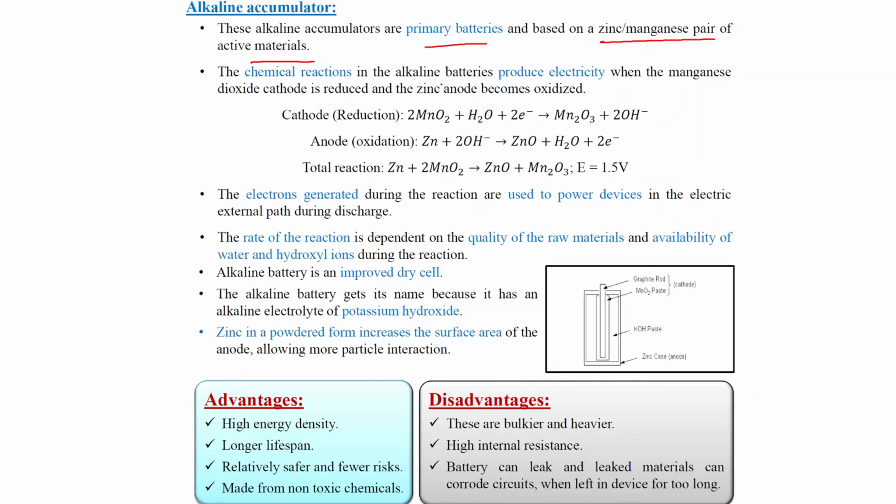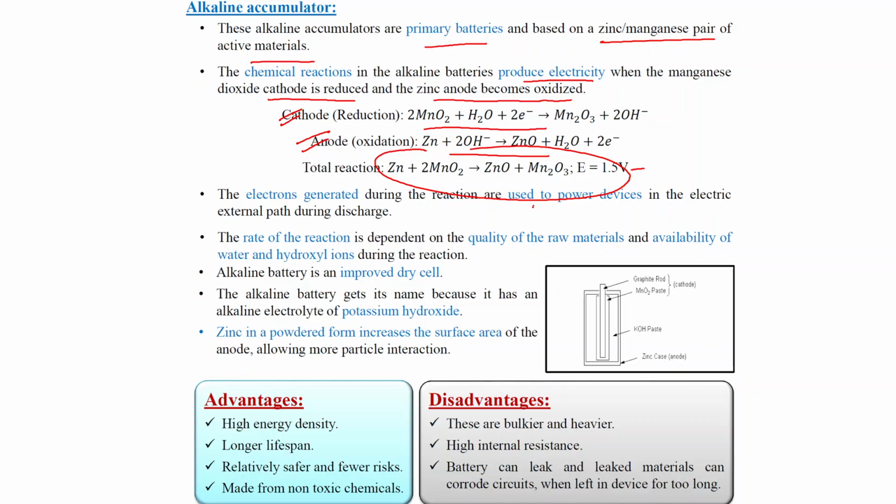But here, as I have told, this is a primary battery. So in this case, during each reduction and oxidation reaction, the electrodes get consumed. The zinc and manganese oxides get consumed, due to which it cannot be recharged. The chemical reaction in the alkaline batteries produces electricity when the manganese dioxide cathode is reduced and the zinc anode becomes oxidized. So here, this is the anode, where zinc is getting oxidized, and this is the cathode, where manganese is getting reduced, and this is the total reaction which is producing a potential of 1.5 volt.